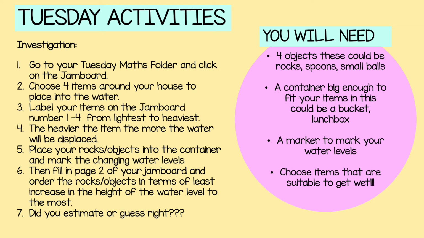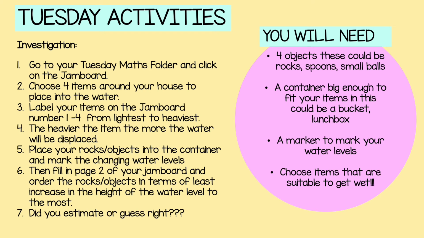So you can go into your maths folder and click into your Jamboard, and I've got the structure of how you need to label your items. You label your items from lightest to heaviest. The lighter the item, you put a number 1, and you number them 1, 2, 3, 4, and 4 is the heaviest. The heavier item will mean the more water will be displaced.